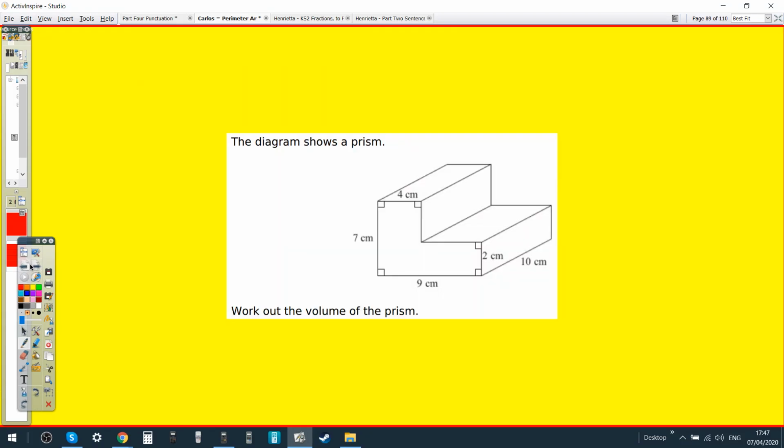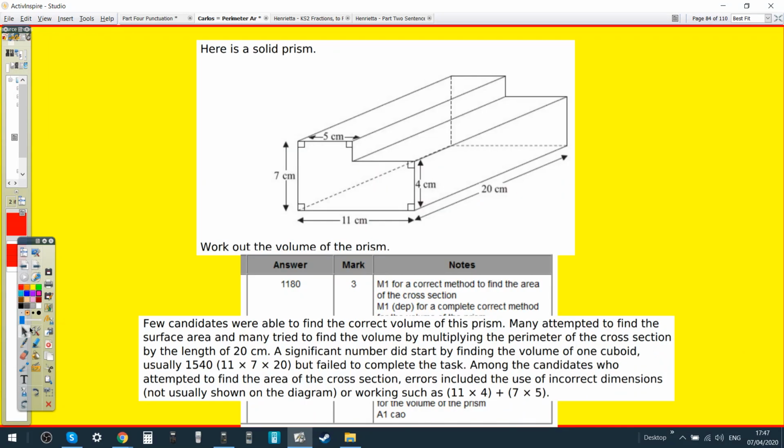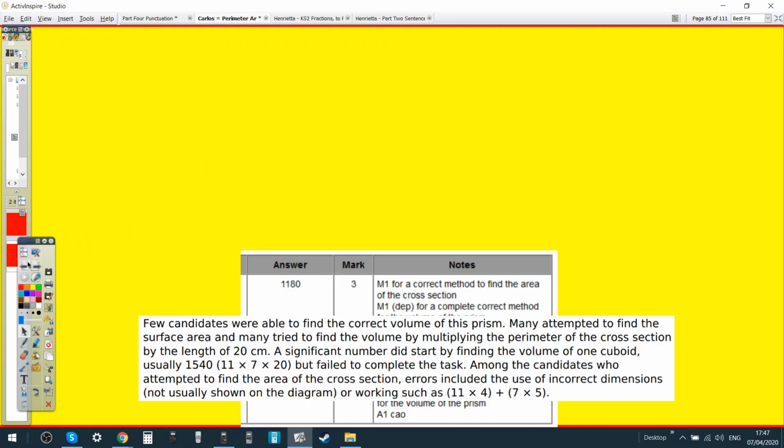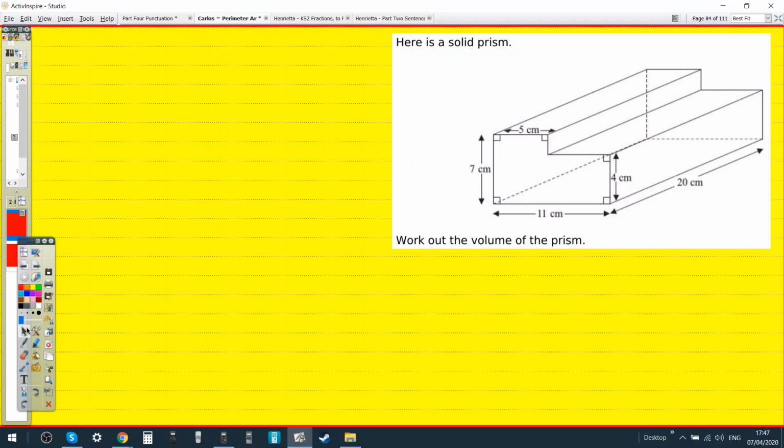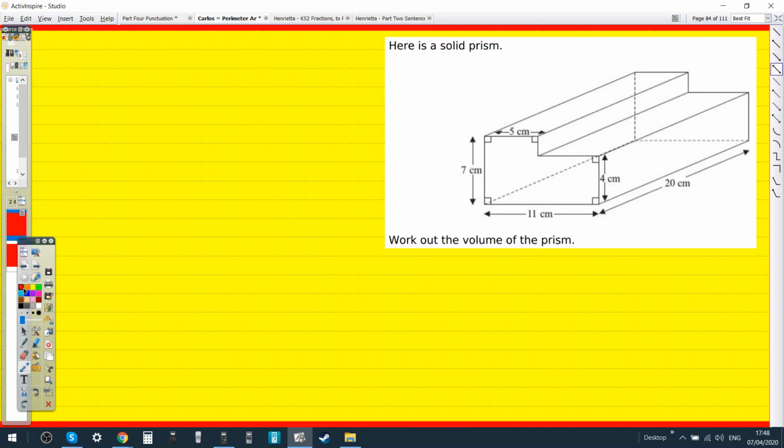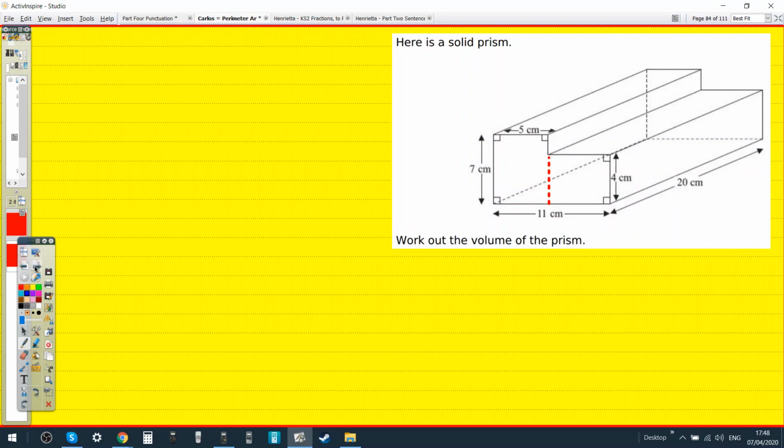Let me just see the 4 markers. Now we have to do these tricky ones. Let's see. Any idea how we do this? No. You have to split it up. So let's say you split it up this way, and do the two separately, and then add them up.